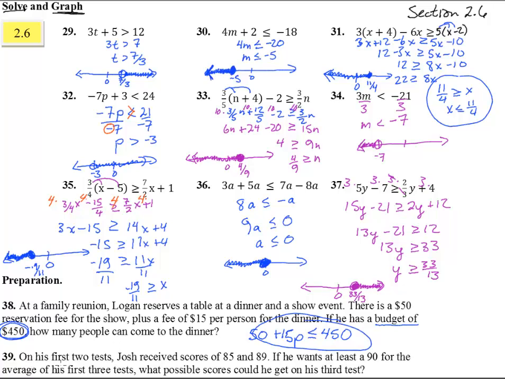Here we have on his first 2 tests, Josh received 85 and 89. He wants to get at least a 90 for the average of his first 3 tests. So we're going to get 85 plus 89 plus this third test, x, divided by 3. That's going to be the average, and it has to be at least. Notice that wording there. He doesn't want to equal a 90. He wants to be at least a 90. And that'll get you started on that problem. Good.